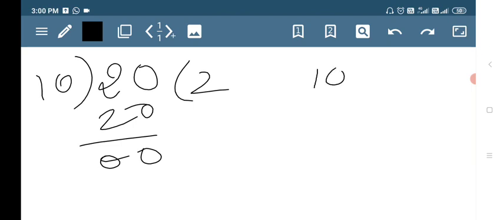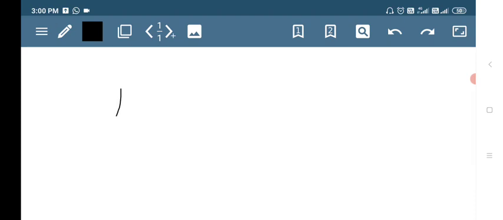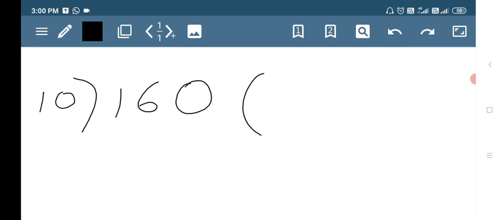By seeing 100, can you tell it is divisible by 10? Yes, isn't it? 10 tens are 100. So let us take one more number. 160. Is it divisible by 10? 10 16s are 160, isn't it?